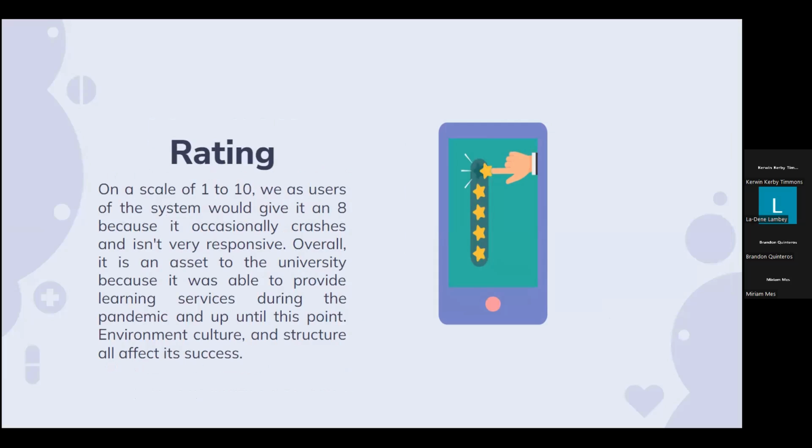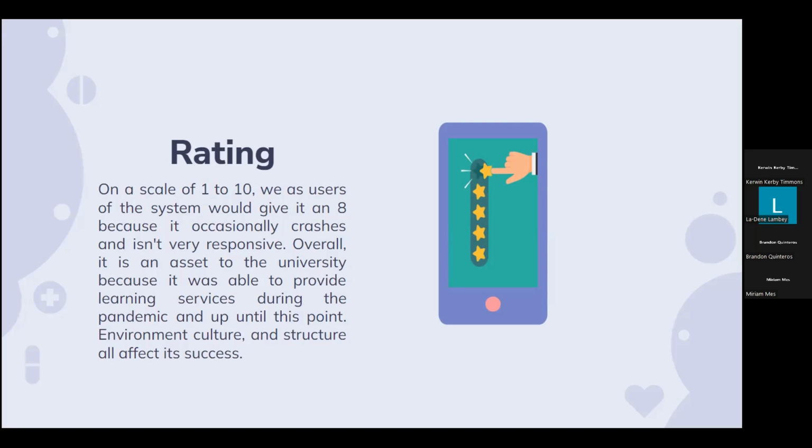When it comes to the rating on a scale of 1 to 10, we as users of the system would give it an 8 because it occasionally crashes and isn't very responsive. Overall, it is an asset to the university because it was able to provide learning services during the pandemic and up until this point. I mean, we're able to take this class online, and we have seen how Moodle has added value to the university by assisting UB in achieving operational excellence and delivering their service during a pandemic and up to the present. And then lastly, I have that culture, environment, and structure all affect its success.